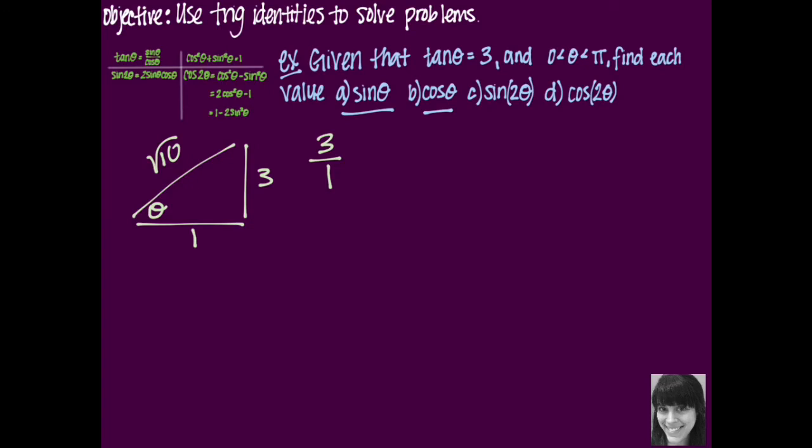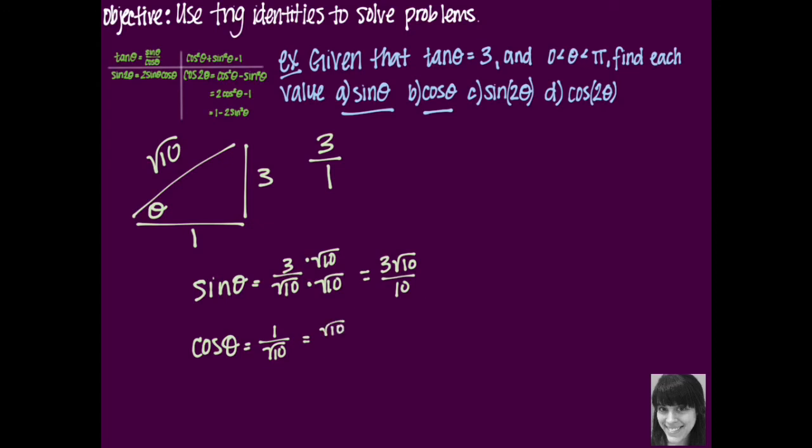Now that I know that, I can quickly say what sine of theta equals and what cosine of theta equals. So sine of theta is going to be the opposite, which is 3, over the square root of 10. But we cannot have radicals on the bottom, so we move them to the top by multiplying both the denominator and the numerator by square root of 10. So we get 3 square root of 10 divided by 10. Now for cosine. Cosine is adjacent over hypotenuse, so I get 1 over square root of 10, which equals the square root of 10 divided by 10.